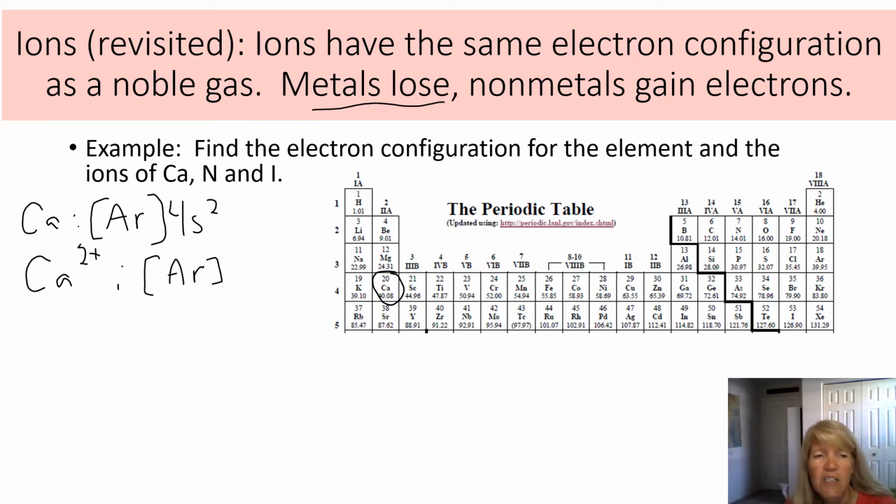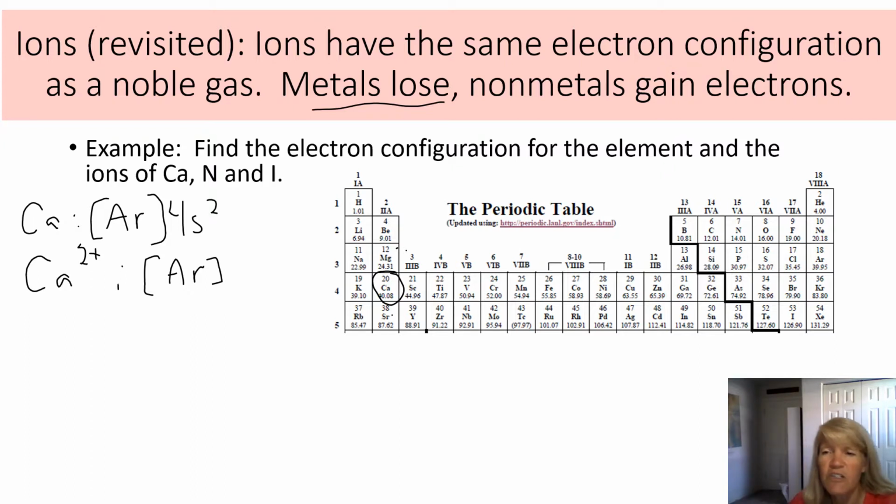All right? So ions will look like a noble gas, and that's true of magnesium, and it's true of strontium. All the elements in that column will lose 2 electrons and look like the noble gas before them.